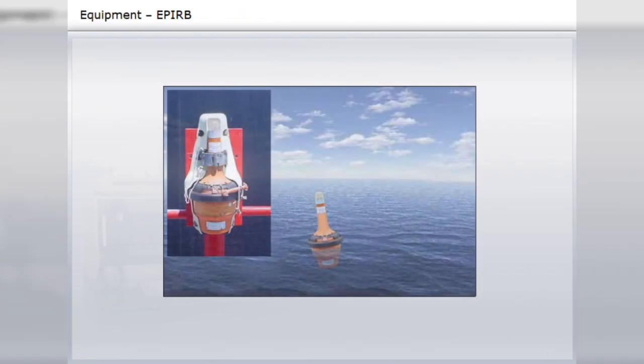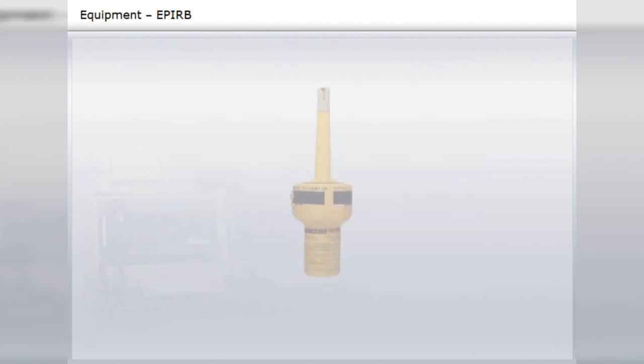The EPIRB should automatically float free at a maximum depth of 4 meters. It should then be automatically activated. You can activate and deactivate the EPIRB by yourself as well. The batteries should keep the EPIRB activated for at least 48 hours.